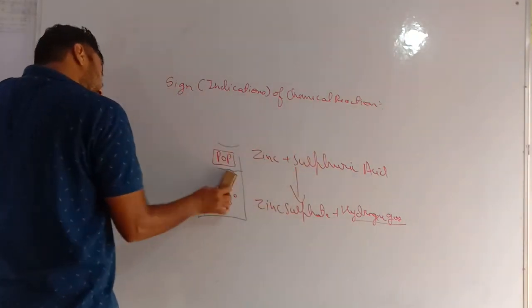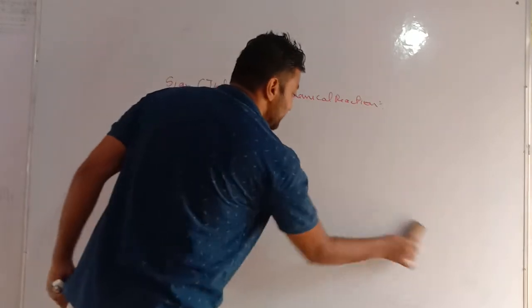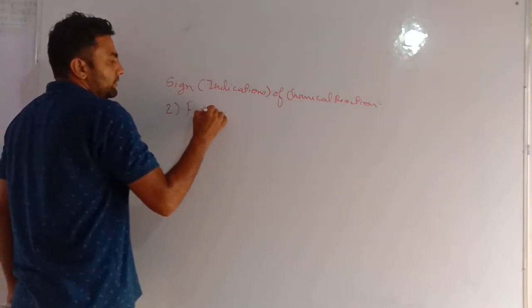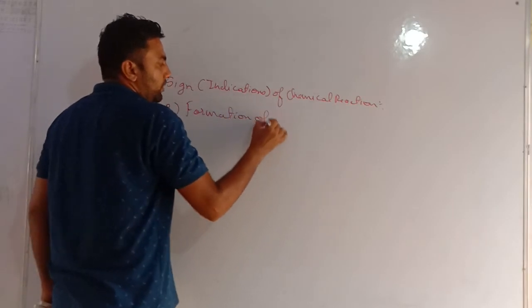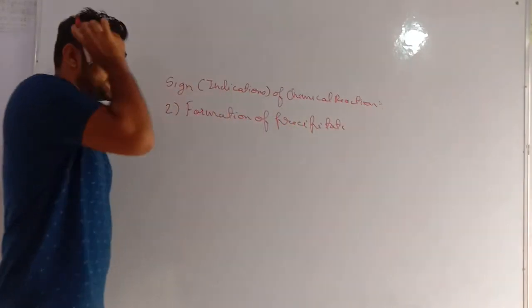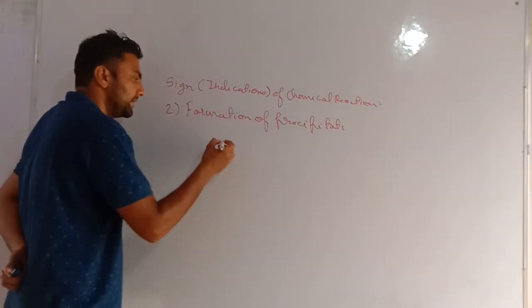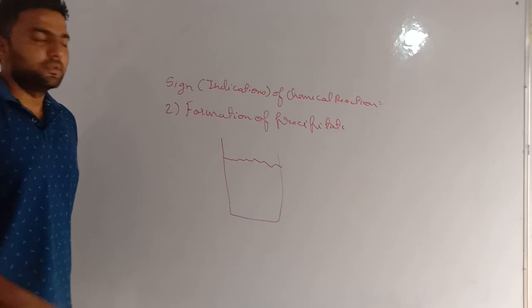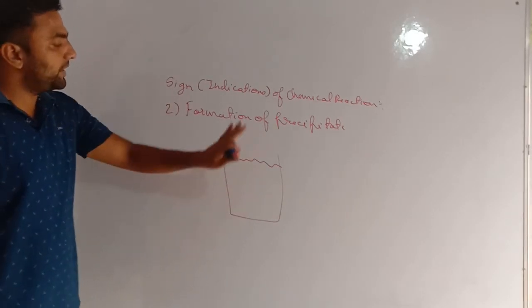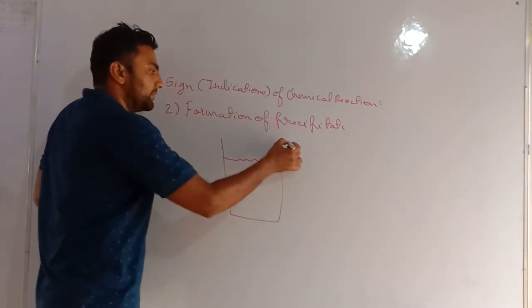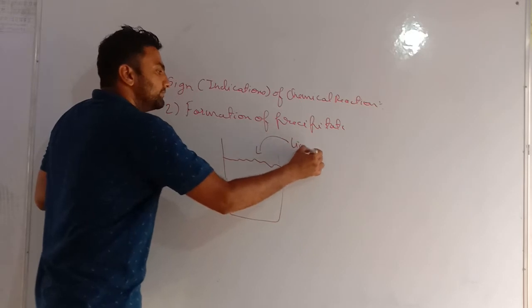Second one is formation of precipitate. First of all, you need to understand what a precipitate is. See, my dear students, whenever any chemical reaction takes place, many times what happens is that if there is any solution, and as of now there is no such material in this which is not mixing into it, which is not dissolving into it. If I add something, let's take another liquid.